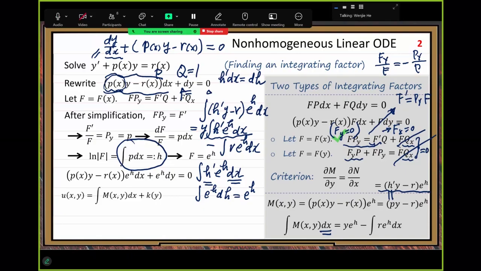Here we only do the integral part. The y, we carry the y down, so y times e to the h. That's the first term. The second term we copy, so we do nothing. The first term, we simplify it.